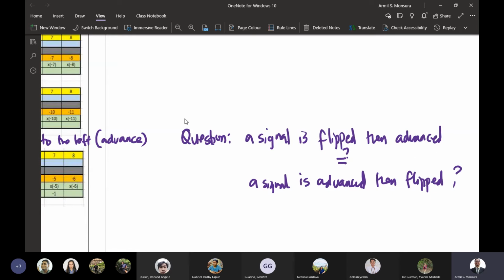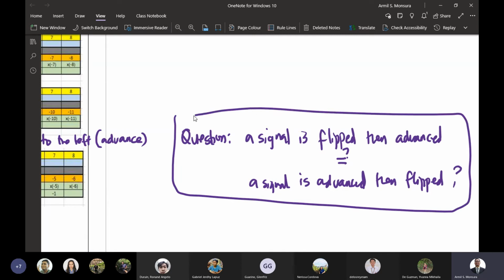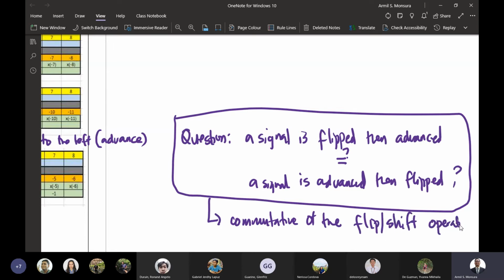Okay? Itong question na to has something to do with pagiging commutative of the flip shift operation. So, pwede nyo pag-isipan kung commutative ba yung flip shift operation. Ibig sabihin, pag sinabi ko bang ang signal ay na flip and shift ko, will I also produce the same signal if I shift and then flip that signal? Okay, naintindihan niyo yung question?